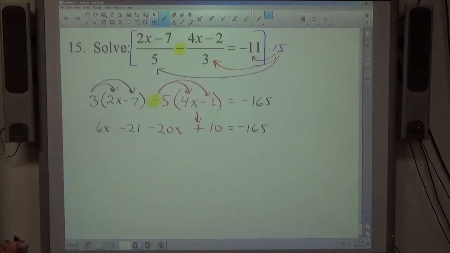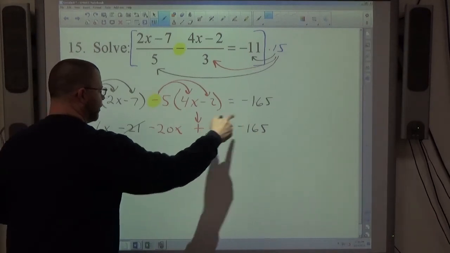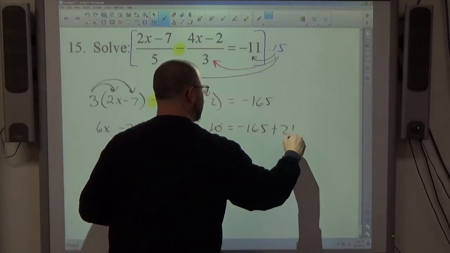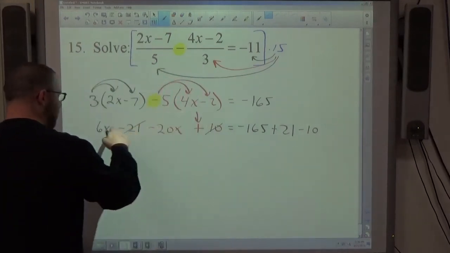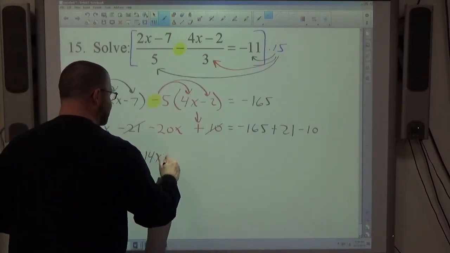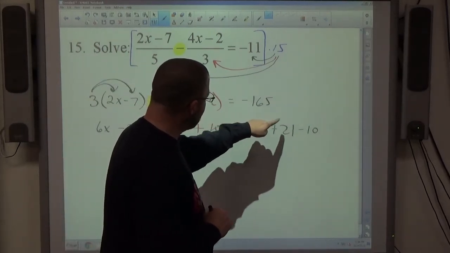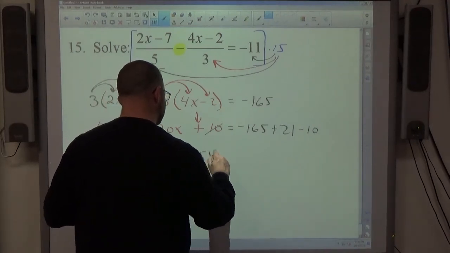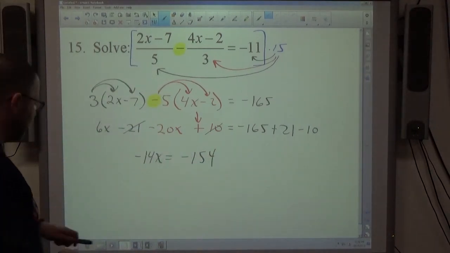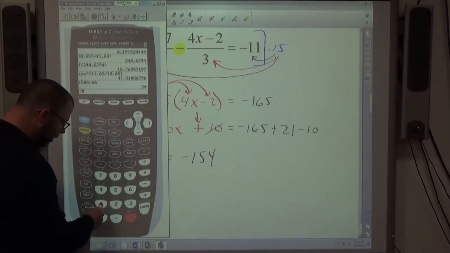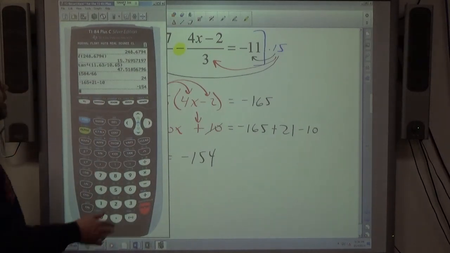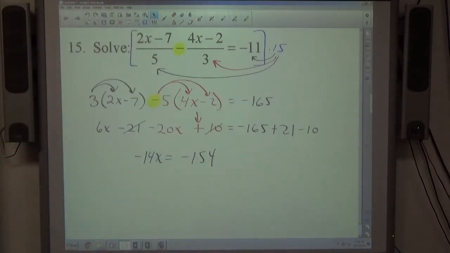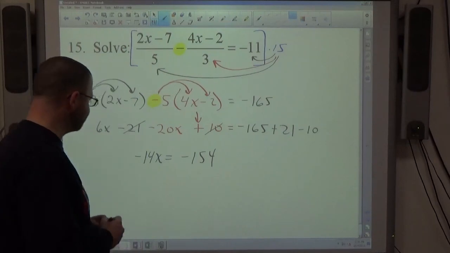At this point, I've just got x as a number, so I'm going to move the 21 and the 10 over to the other side. Minus 21, so it's going to be plus 21, plus 10, so it'll be minus 10. 6x minus 20x is negative 14x. Negative 165 plus 21 is negative 144. Minus 10 is negative 154. Add or subtract however you want to. And if you're not comfortable doing that in your head, negative 165 plus 21 minus 10 equals. Your calculator can work it out for you. I hope that you don't rely on your calculator that much, but if you're taking a test, you want to ensure that you're getting calculations correct, by all means, use it as a tool.